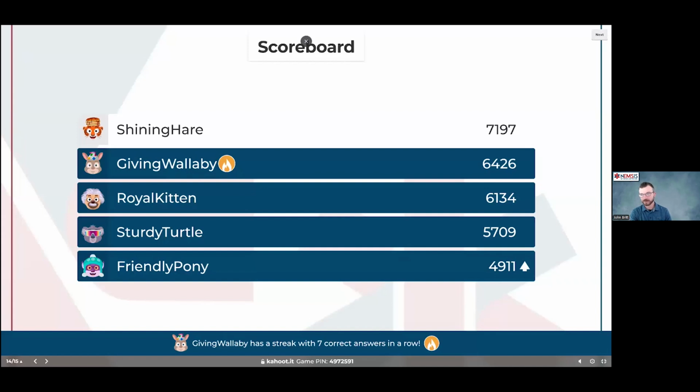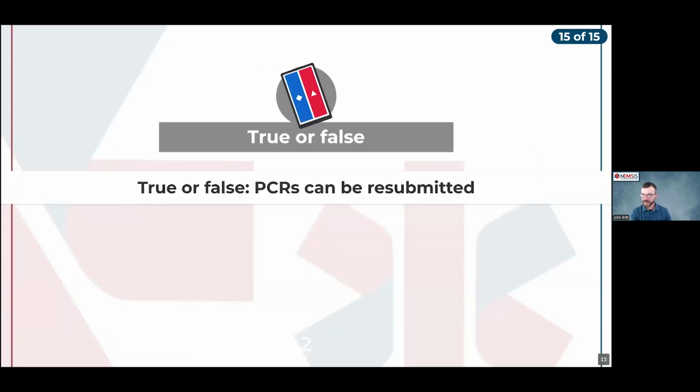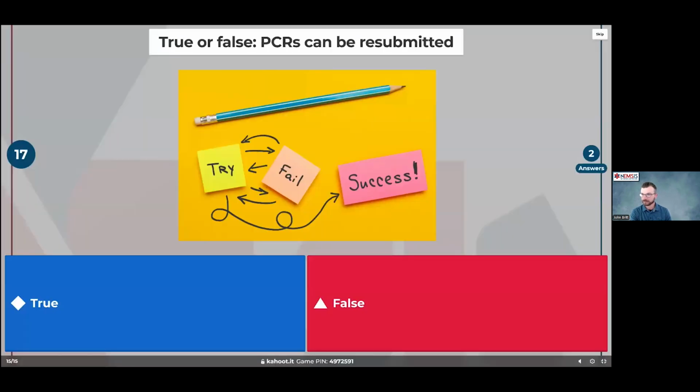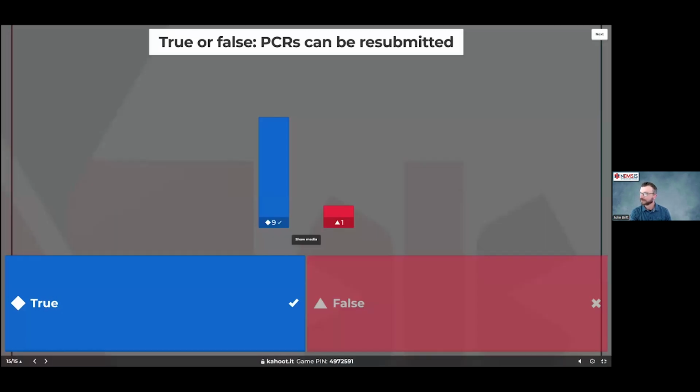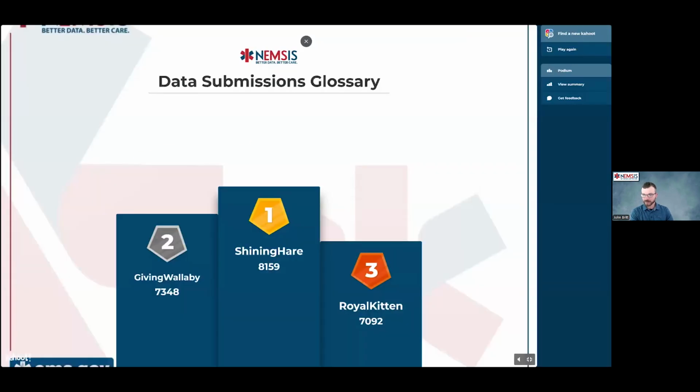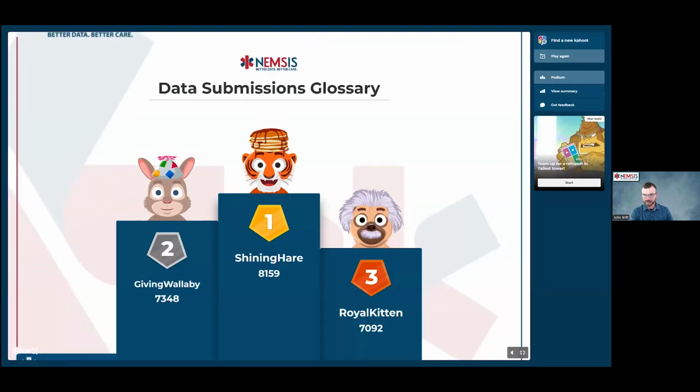True or false? PCRs can be resubmitted. Yeah. Of course. And the winner, Shining Hair. Second place, Giving Wallaby, and third, Royal Kitten. I love the nicknames that Kahoot makes for people.